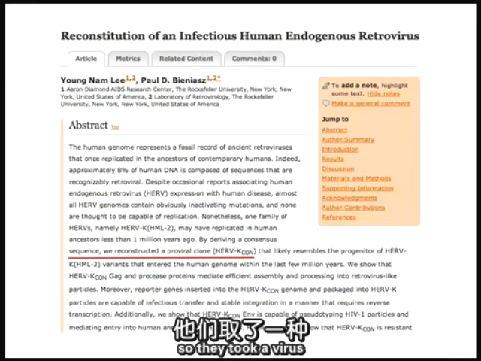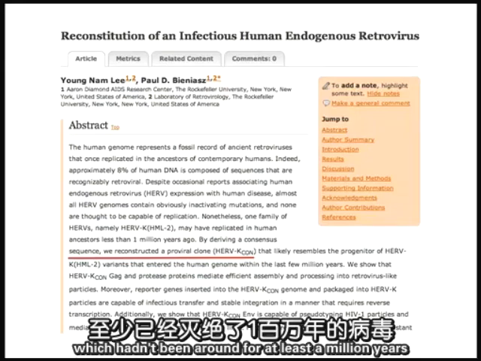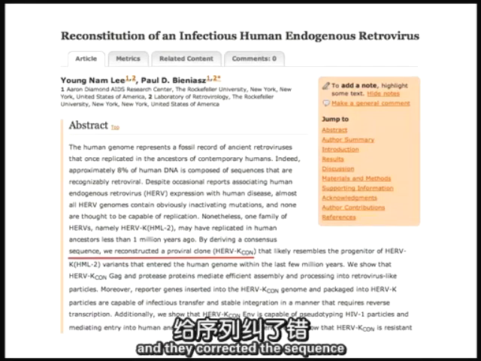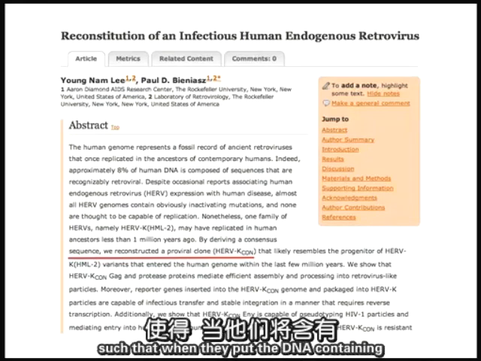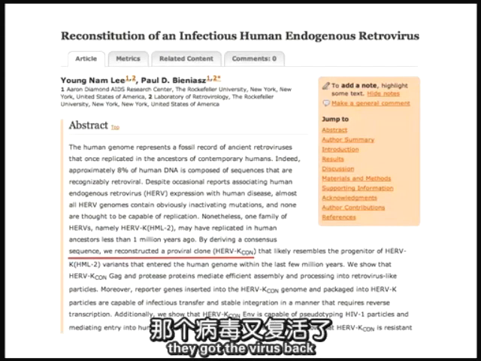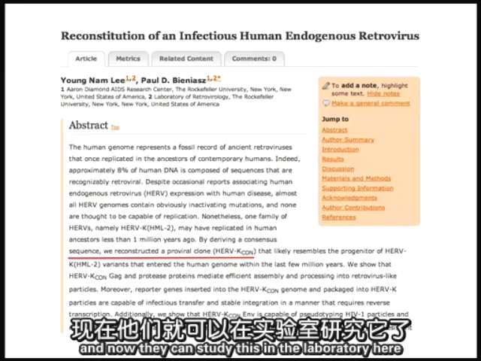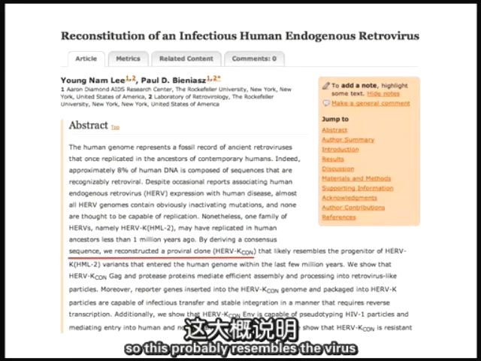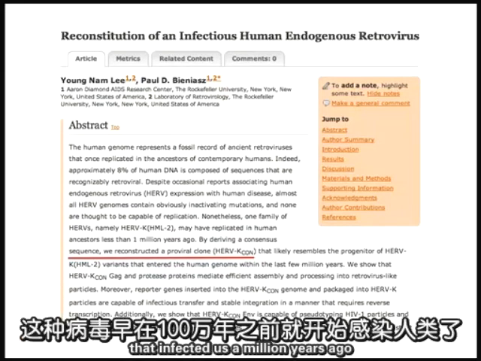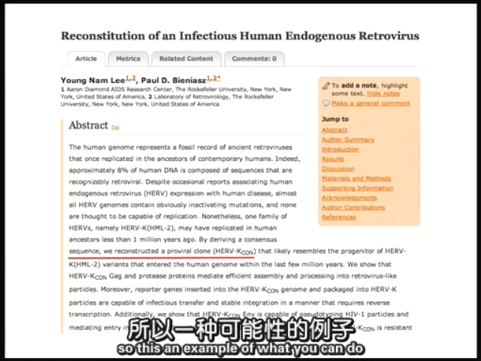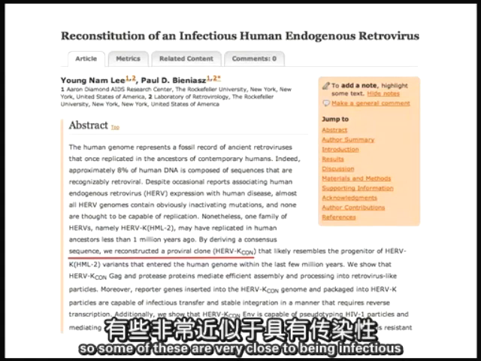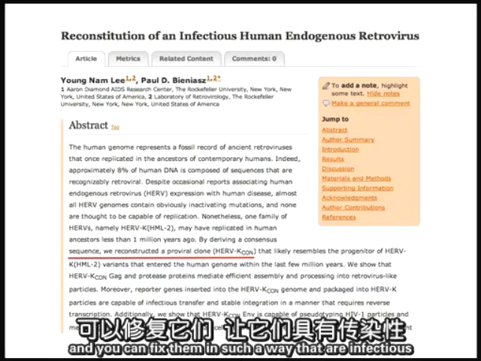So they took a virus which hadn't been around for at least 1 million years, and they corrected the sequence such that when they put the DNA containing that sequence into cells, they got the virus back. So they resurrected a dead virus, essentially, and now they can study this in the laboratory. This probably resembles the virus that infected us a million years ago. So this is an example of what you can do. Some of these are very close to being infectious, and you can fix them in such a way that they are infectious.